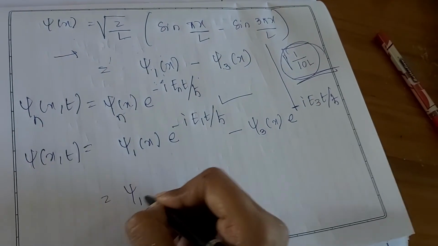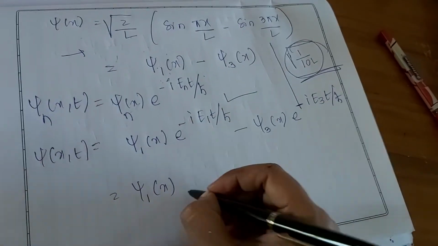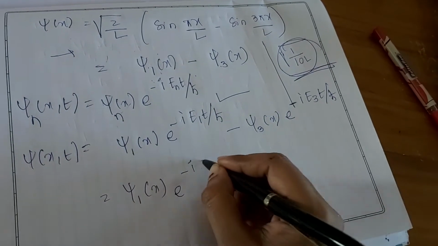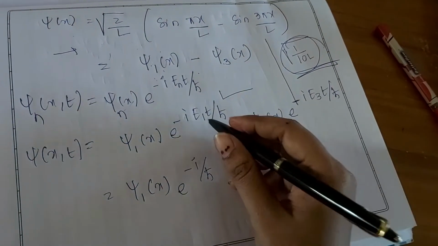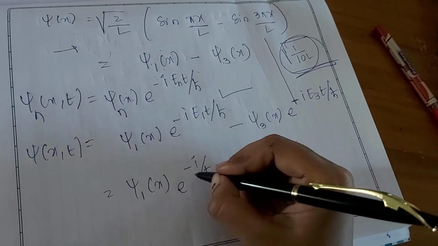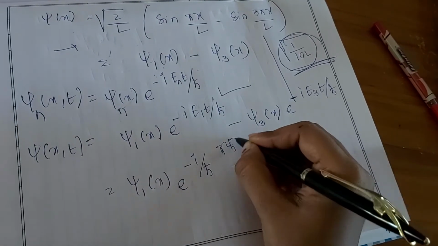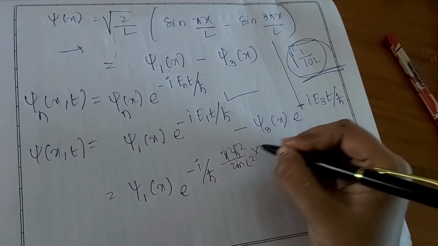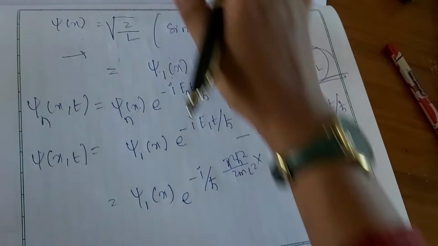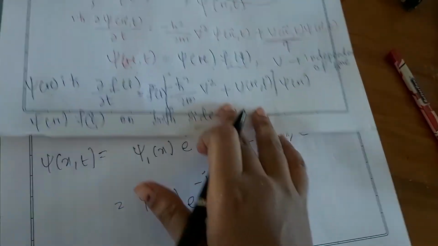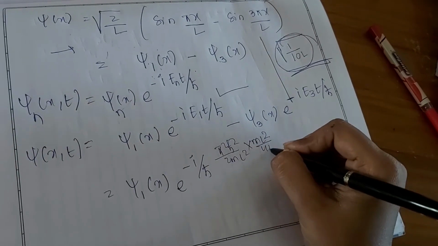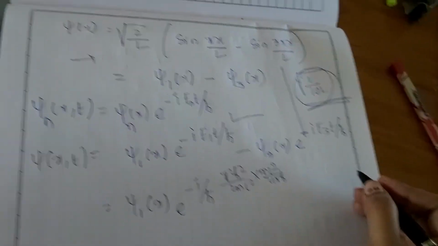So for psi 1 of x, we have t, we have E1 already. E1 for a 1D box is n square pi square h-cut square by 2 m L square, and time is given as t equal to m L square by 4 pi h-cut. So substituting this here. Actually, this will not take any time.